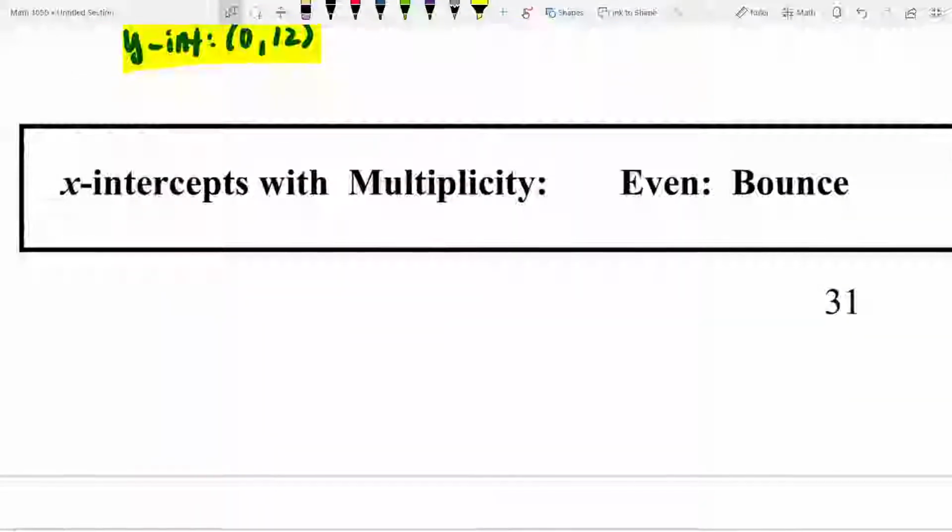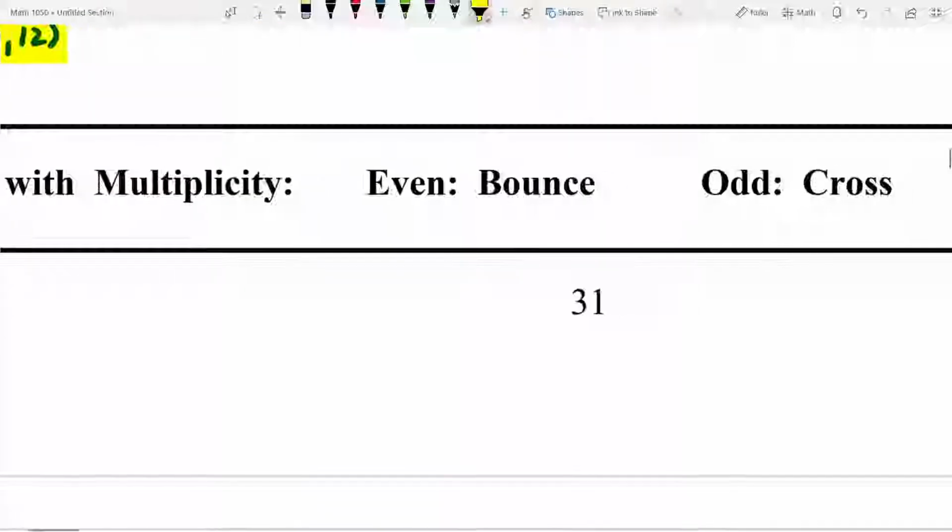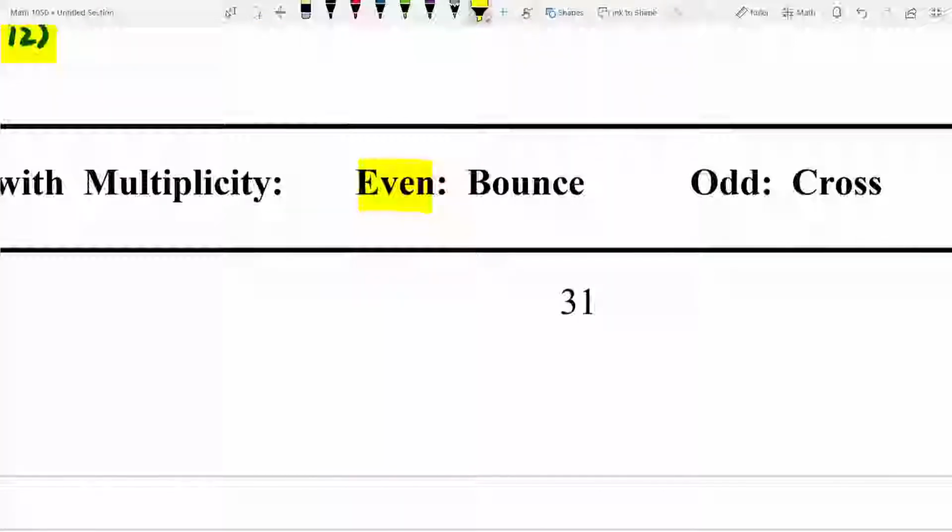Now you look at the exponents. So look at the exponents on the x-intercepts. If the solution is a solution an even number of times, it bounces. If it's a solution an odd number of times, it crosses.